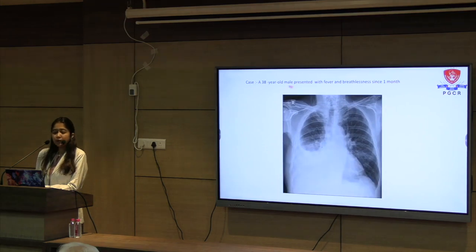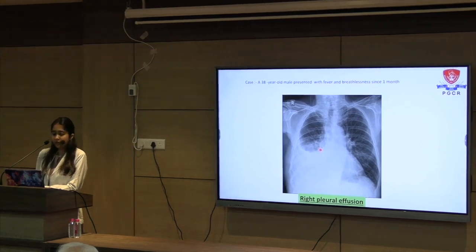A 38-year-old male presented with fever and breathlessness since 1 month. So in this chest radiograph, we can appreciate a homogeneous opacity which is obscuring the right costophrenic angle, right hemidiaphragm and right heart border with a concave upward sloping appearance, suggestive of the meniscus sign. So this is suggestive of right pleural effusion.